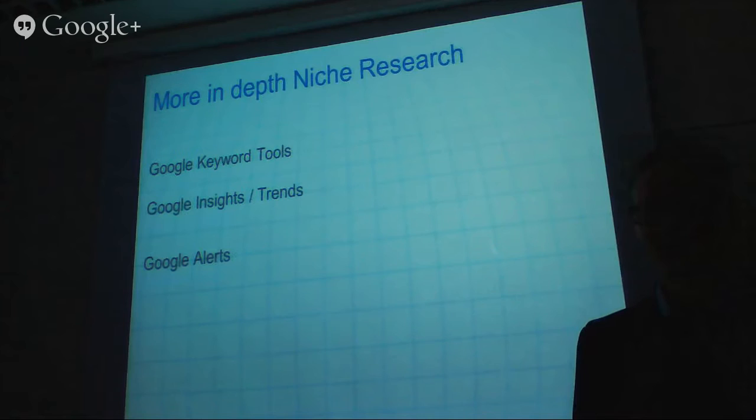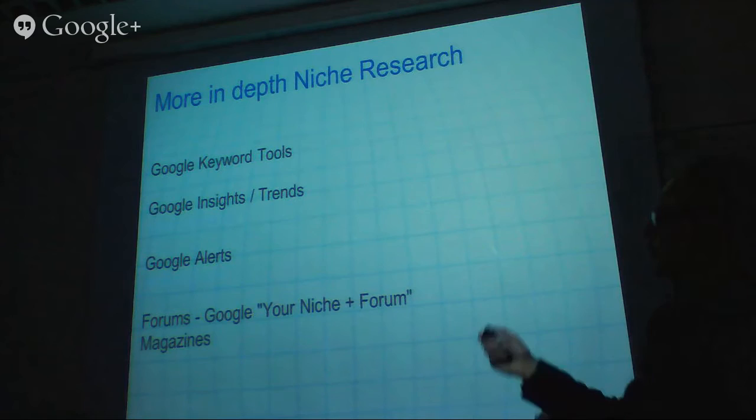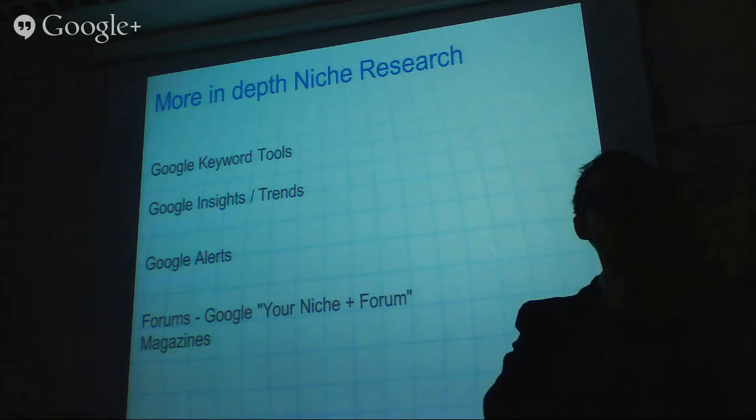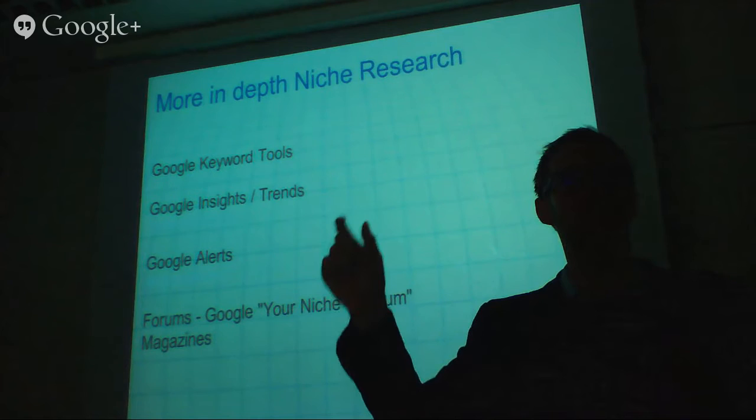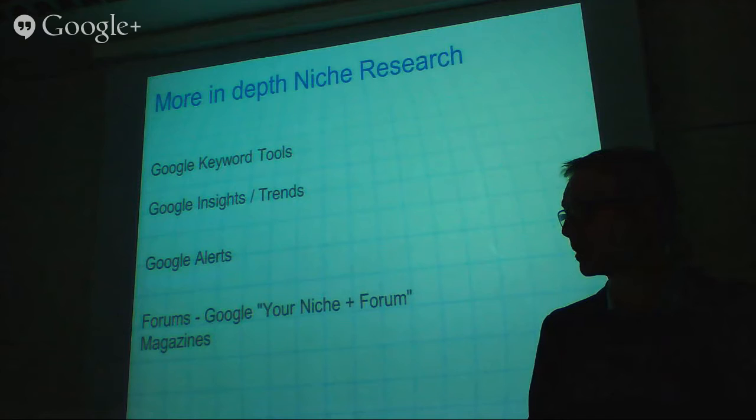Another thing you can do is use the Google keyword tools, Google Insights or Trends. There you can see how certain things that people are searching for have increased or decreased over time. So if you see more and more people are searching for this particular thing, and you have the ability to provide it, you can create a page on your website which is about that.